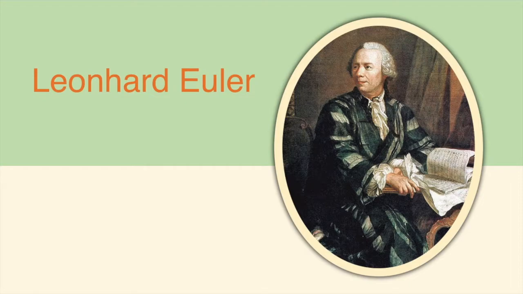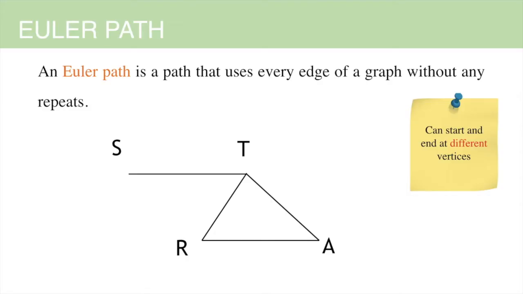So what is an Eulerian path? An Eulerian path, or an Euler path for short, is a path that uses every edge of a graph without any repeats, and it can start and end at different vertices. This example shows an Euler path. We start at vertex S to vertex T, then vertex T to vertex A, then vertex A to vertex R, and finally vertex R to vertex T.